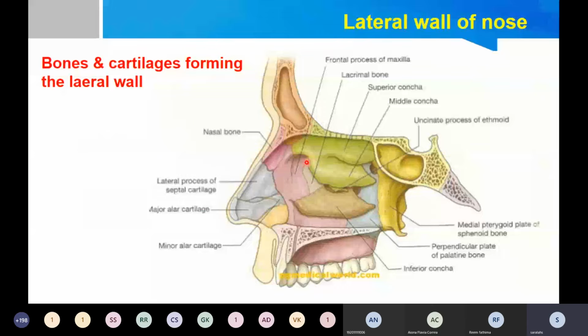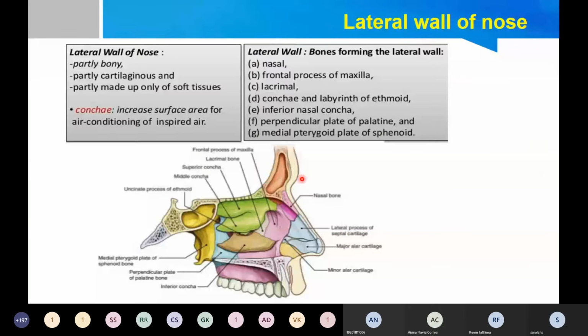What are the bones and the cartilages forming the lateral wall of the nose? You have learned the bones and cartilages forming the septum: there are 2 cartilages and 2 bones. The posterior aspect is mainly bony in the nasal septum and the anterior aspect is cartilaginous. See there, this is the bony part and this is the cartilaginous part of the lateral wall of the nose. Whenever you see these shelf-like projections, that means it is the lateral wall. If you don't see any shelf-like projections, it is like a single membrane, that will be the medial wall of the nose or the nasal septum in the section. So it is partly bony and partly cartilaginous.